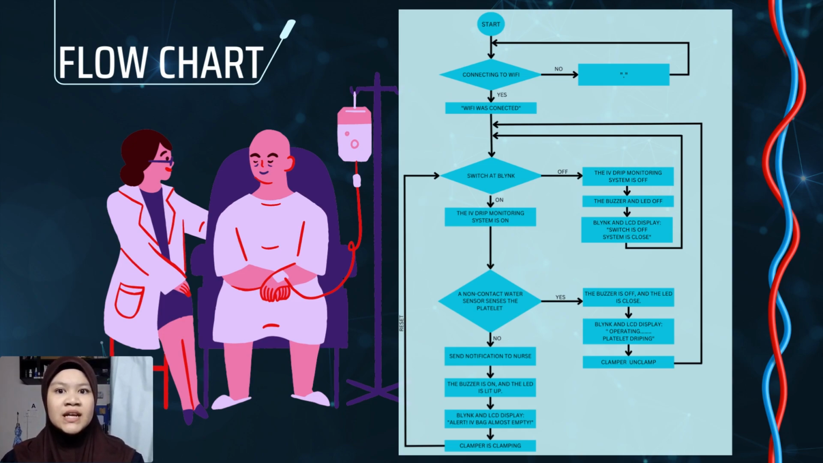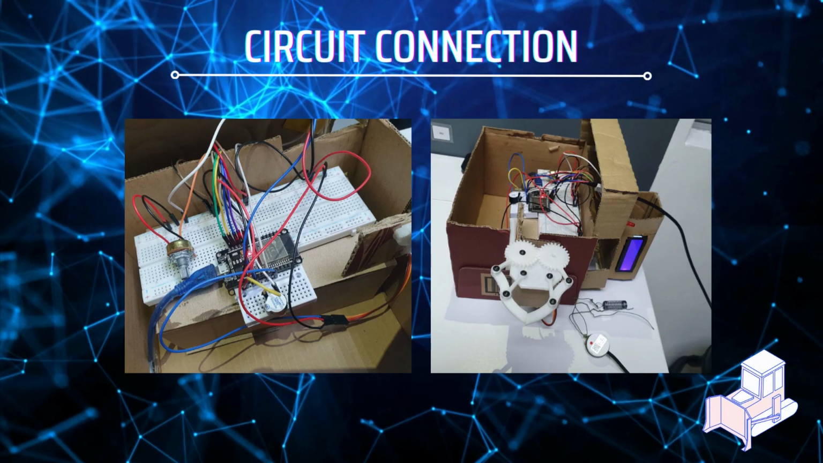It is because the buzzer and LED are always closed when the sensor detects a platelet. BLINK and the LED display will show operating platelet dripping and the clamper was unclamped. This program will be repeated until the sensor doesn't see the platelet, else the nurse will switch off the system.